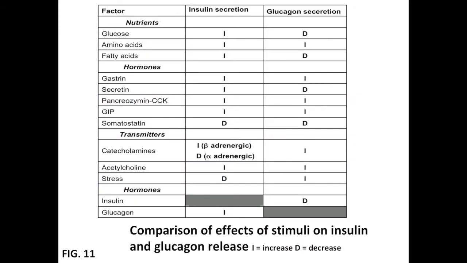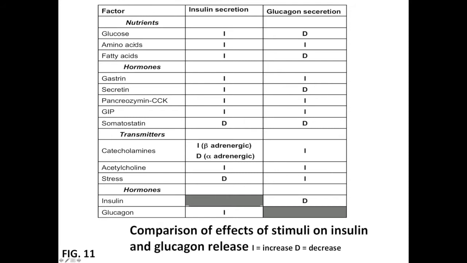So this graph shows you the different effects that insulin and glucagon have on nutrient levels. I is to increase, D is to decrease, and so here we have glucose. Insulin secretion is increased by an increase in plasma glucose, whereas glucagon secretion is decreased.